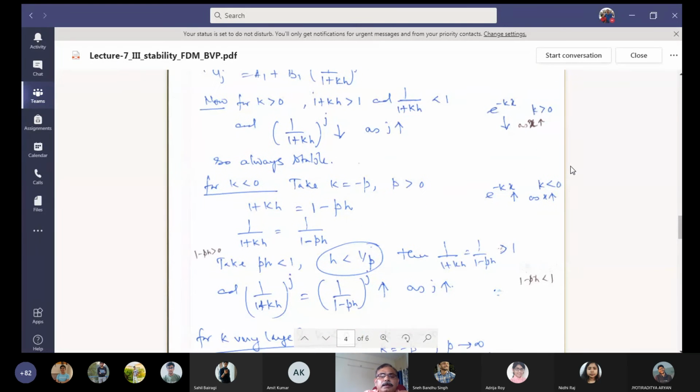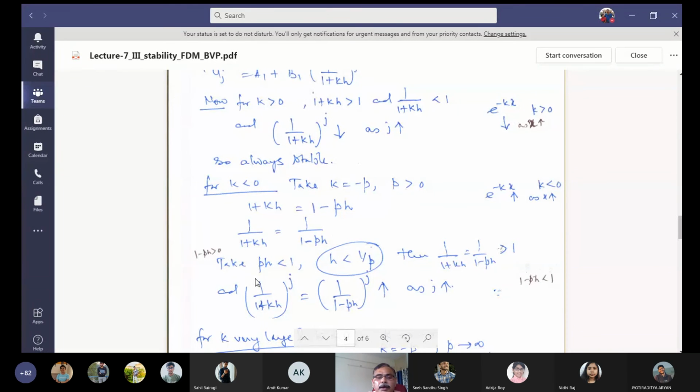So next we'll see that when k is less than 0, let us write k is your minus p, with p greater than 0, and then immediately you see that e to power minus kx blows up as x approaches infinity in this case. And 1 plus kh we can write as 1 minus ph, or 1 upon 1 plus kh we write as 1 upon 1 minus ph. Let us assume that 1 minus ph is always greater than 0, that is ph is less than 1, or h is less than 1 by p, so that minus 1 to power j should not come in the picture.